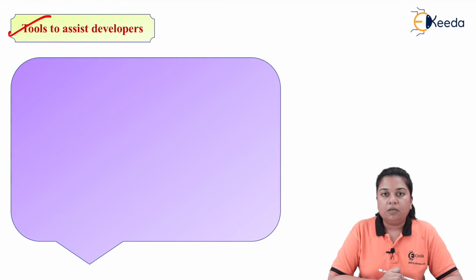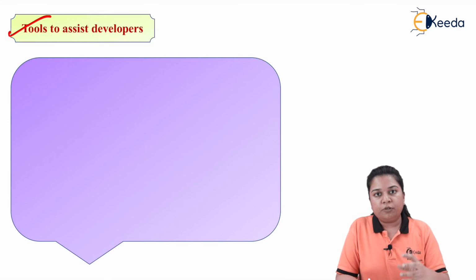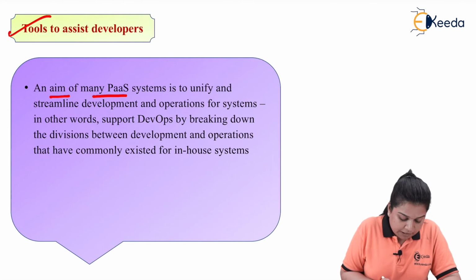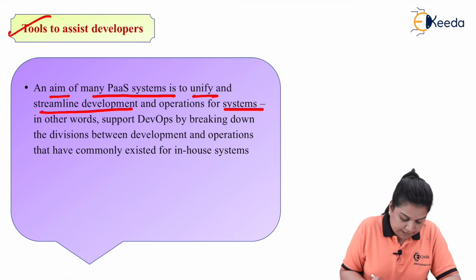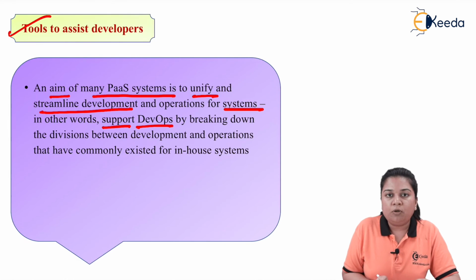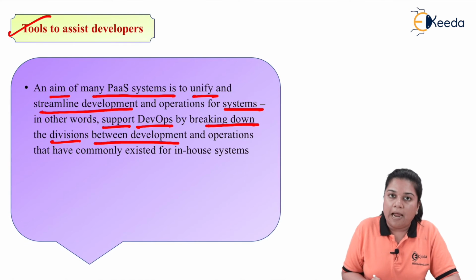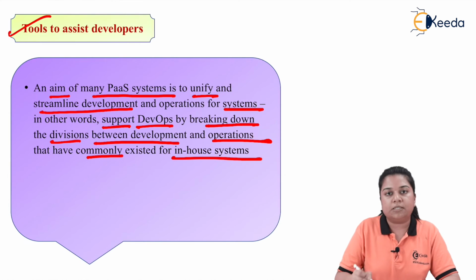Another characteristic of platform as a service is tools to assist developers. That means it already provides some of the tools which help developers. It is an aim of many platform as a service systems to unify and streamline development and operations for systems. In other words, support DevOps, that means development operations, breaking down the divisions between development and operations that have commonly existed in in-house systems.